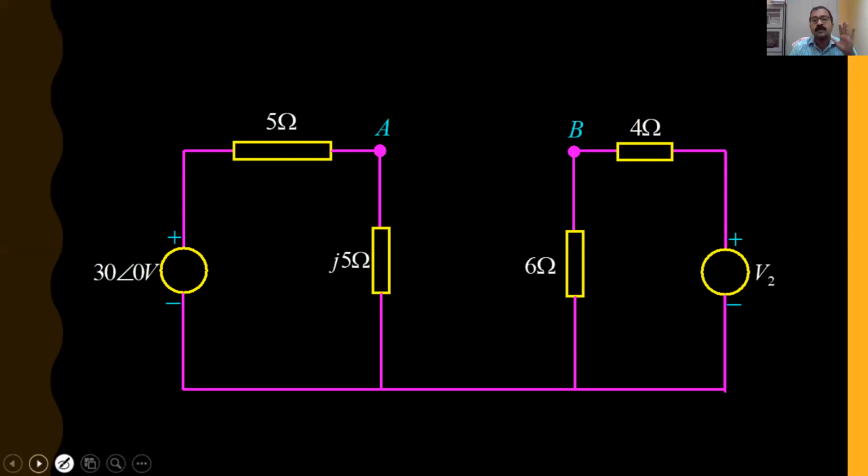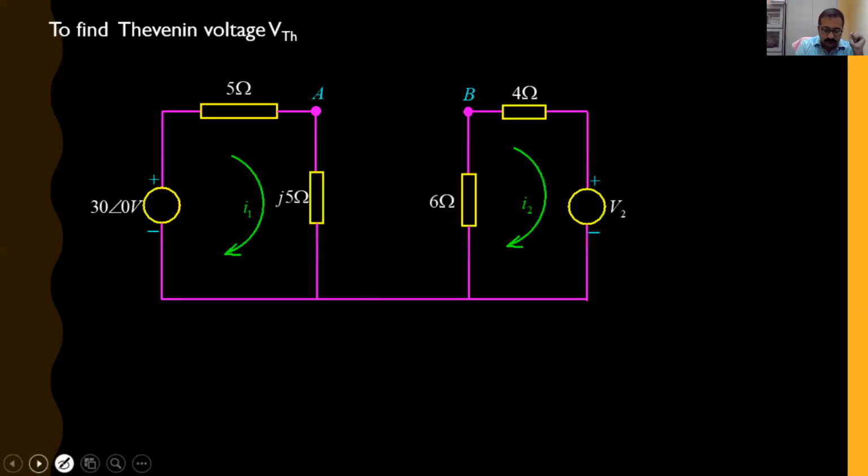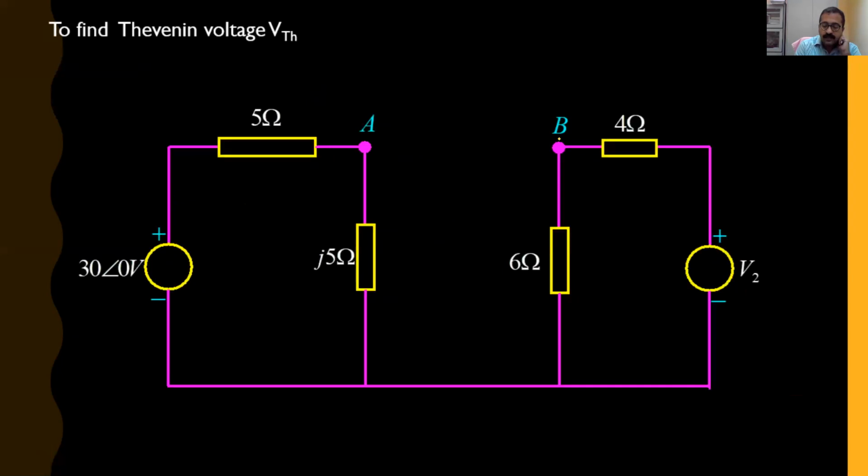So we have to find now what is VTH. How to find VTH? We have to find VTH across points A and B. VTH means the open circuit voltage. There are two loops here, or two meshes, so there will be current flowing through these two loops. Let this be I1, this be I2. So what will be the voltage seen by points A and B? You have to move from B to A.